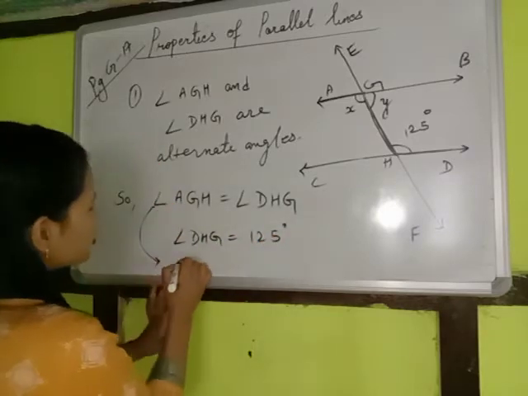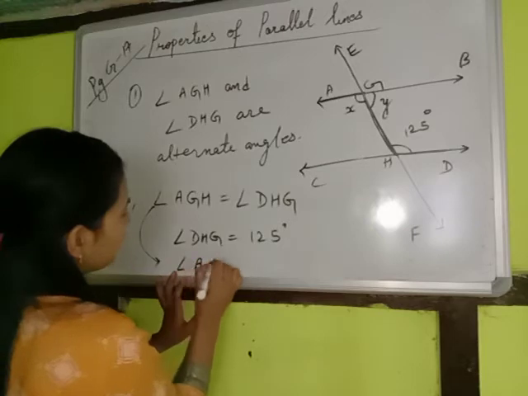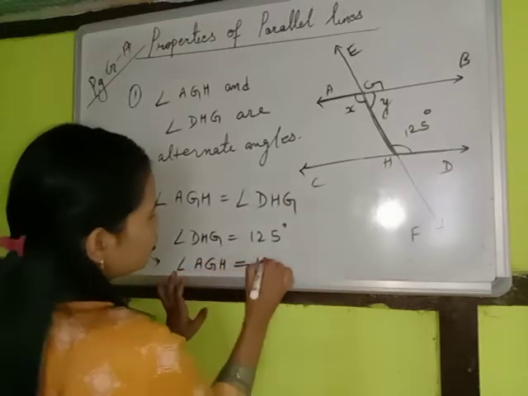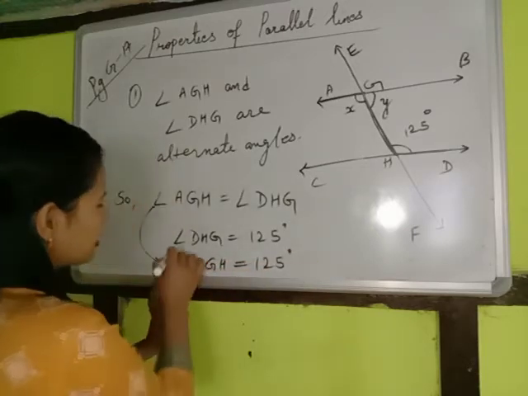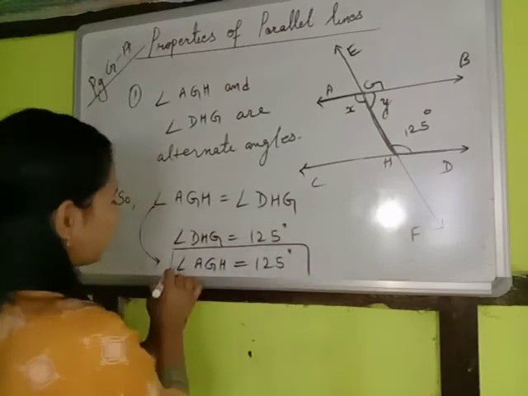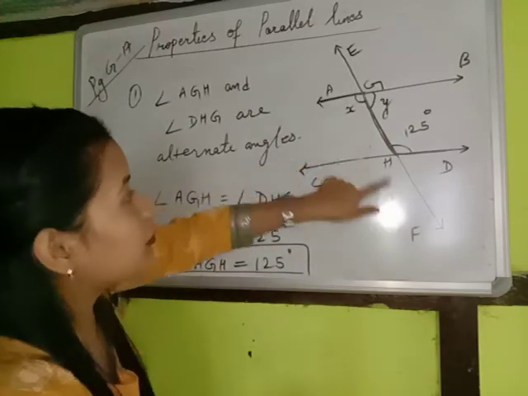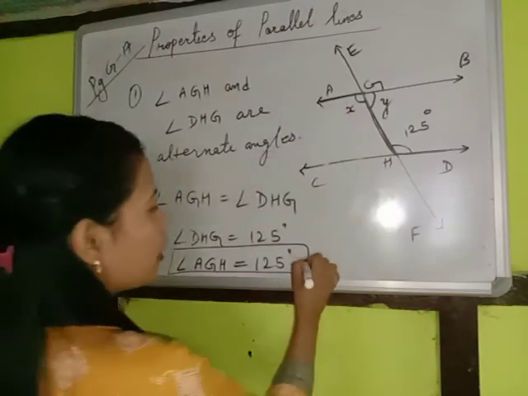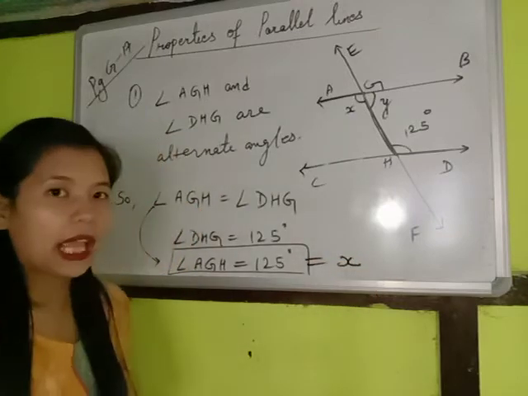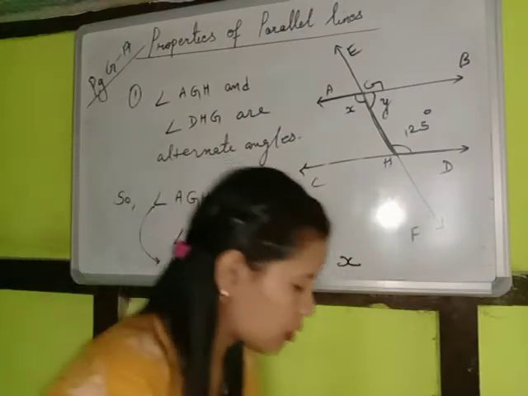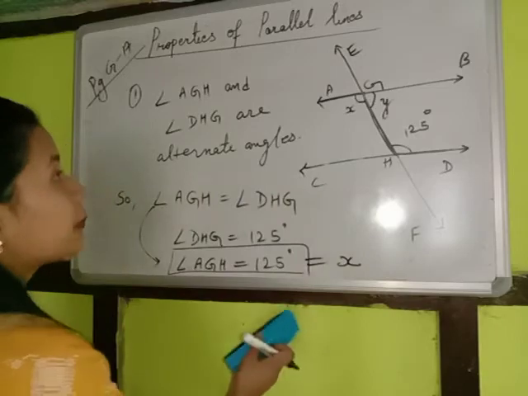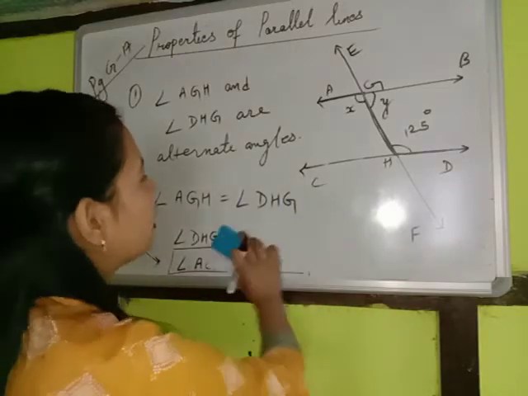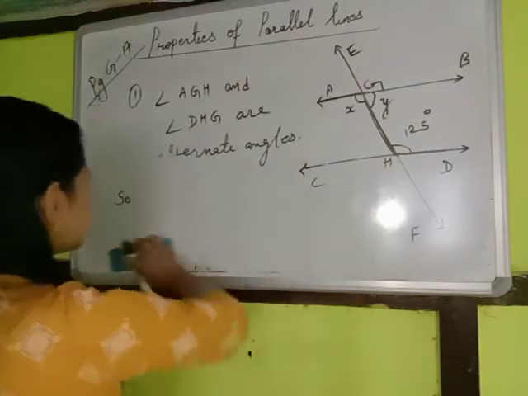So from here, what do we conclude? Angle AGH will also be equal to 125 degrees. Is that clear? Angle AGH is nothing but x. So we have found the value of x. This is how we find the value of x. Now we need to find the value of y.